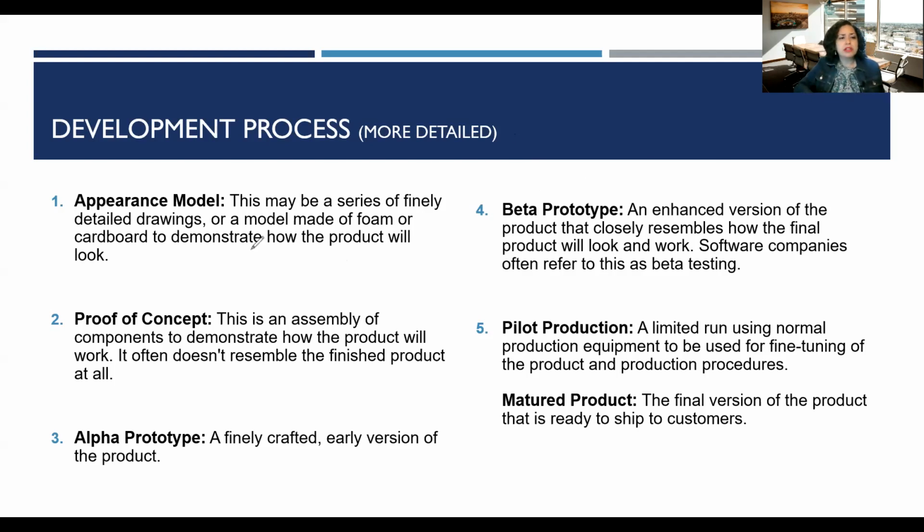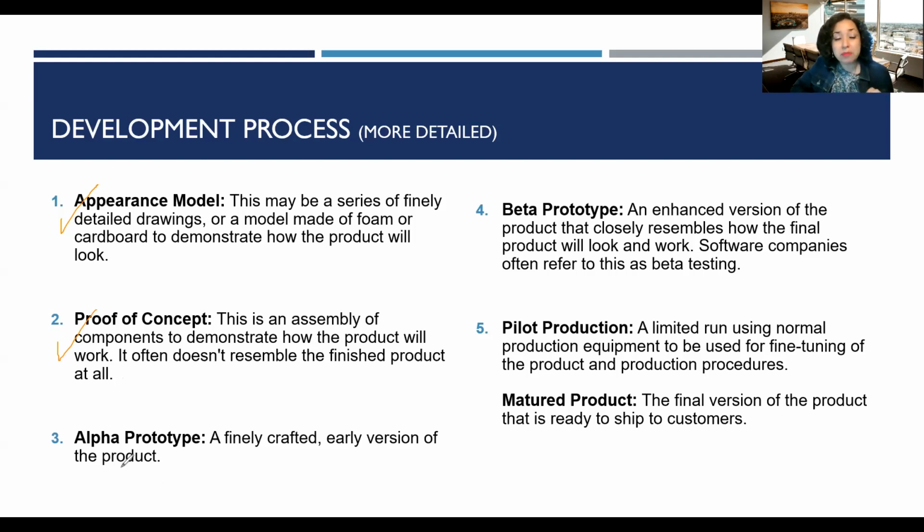The appearance model is the first part, which might be a few designs. This is the visual part of it. Proof of concept, an assembly of components to demonstrate how the product will work. It resembles the final product, but it's not the final product.